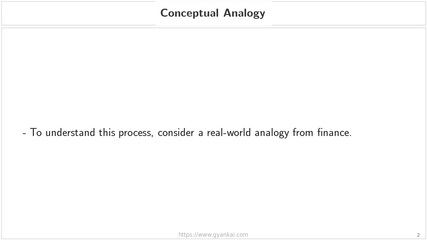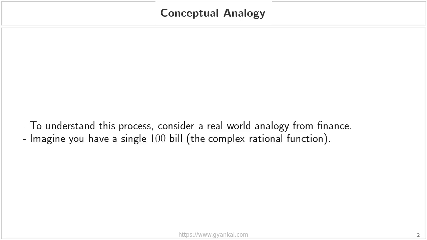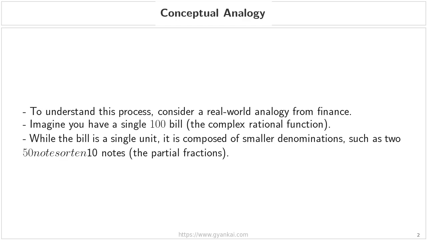Think about a situation outside of mathematics, specifically from finance. Imagine you have a single $100 bill. In our context, this $100 bill represents that complex rational function we're trying to deal with, something that looks intimidating as a whole. Now, that $100 is a single unit of currency, right? But it's made up of smaller denominations. You could have two $50 bills, or 10 $10 bills, or even a mix of different smaller bills. These smaller denominations are like the partial fractions, the simpler fractions we get after we decompose the original complex function.